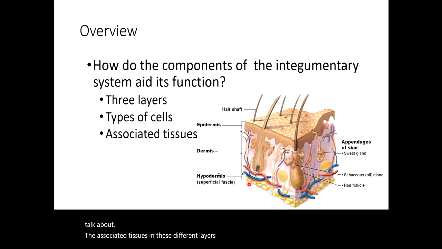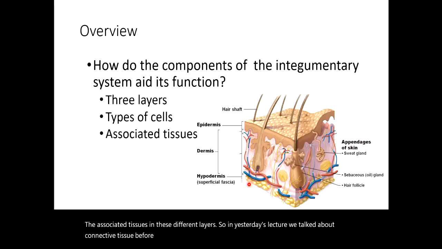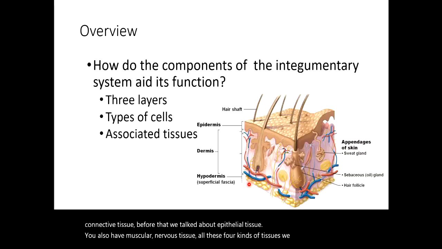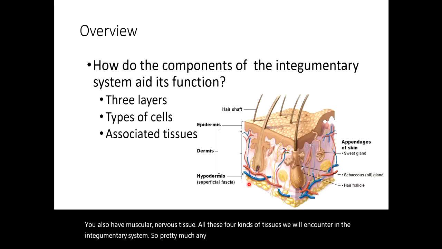So in yesterday's lecture, we talked about connective tissue. Before that, we talked about epithelial tissue. And I told you also have muscular nervous tissue. All these 4 kinds of tissues we will encounter in the integumentary system. So pretty much any organ system you will be encountering the various types of tissues.